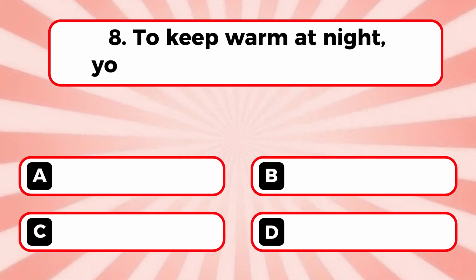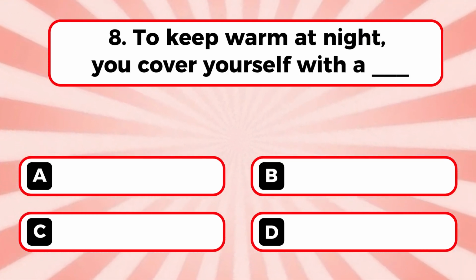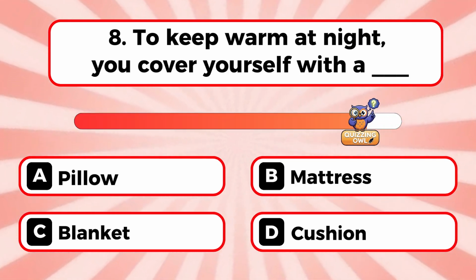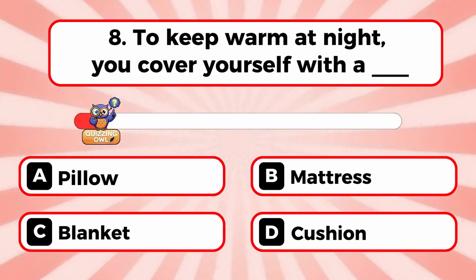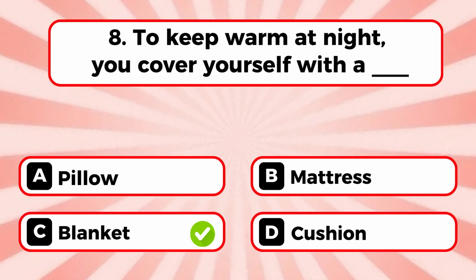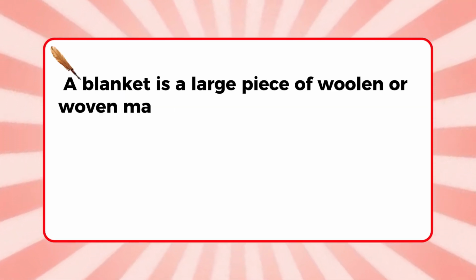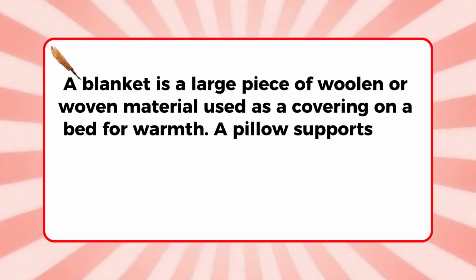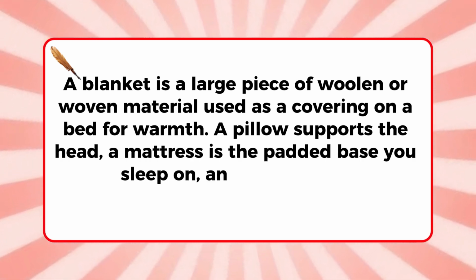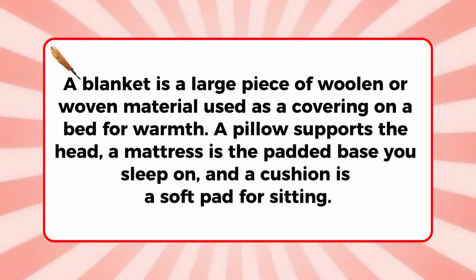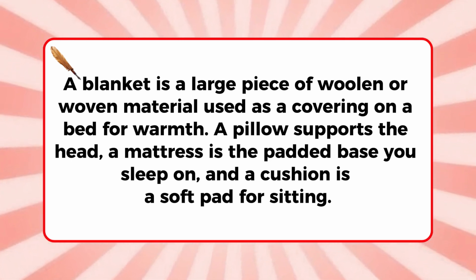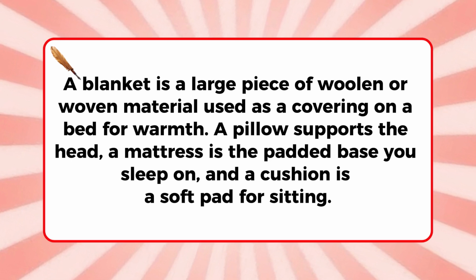8. To keep warm at night, you cover yourself with a blanket. A blanket is a large piece of woolen or woven material used as a covering on a bed for warmth. A pillow supports the head. A mattress is the padded base you sleep on, and a cushion is a soft pad for sitting.